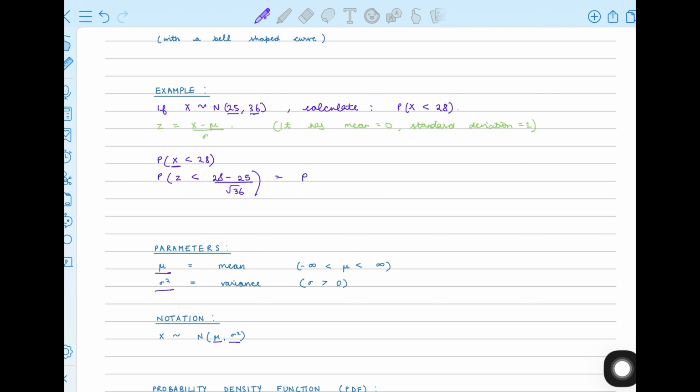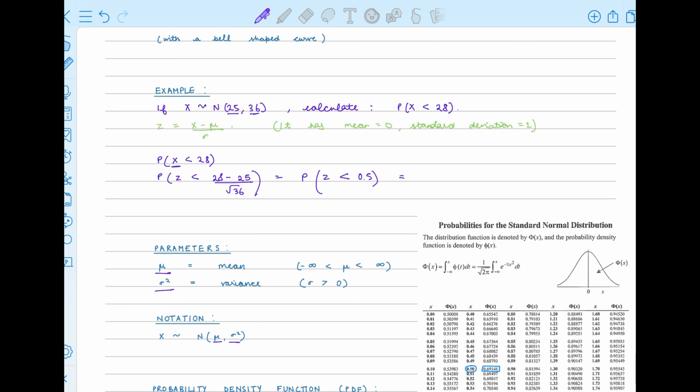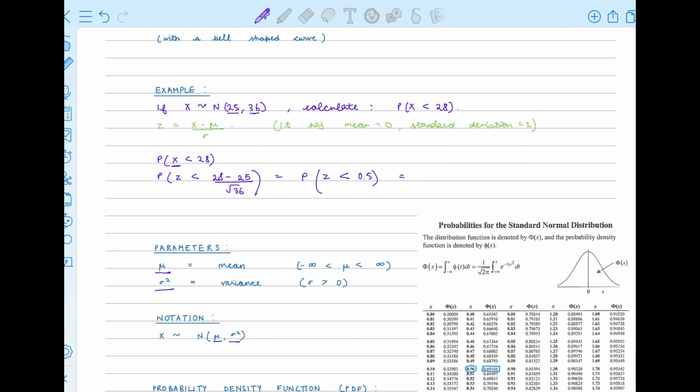We now solve this to obtain 0.5. Now, we use the table book to find the value where z is 0.5. This gives us 0.69146.